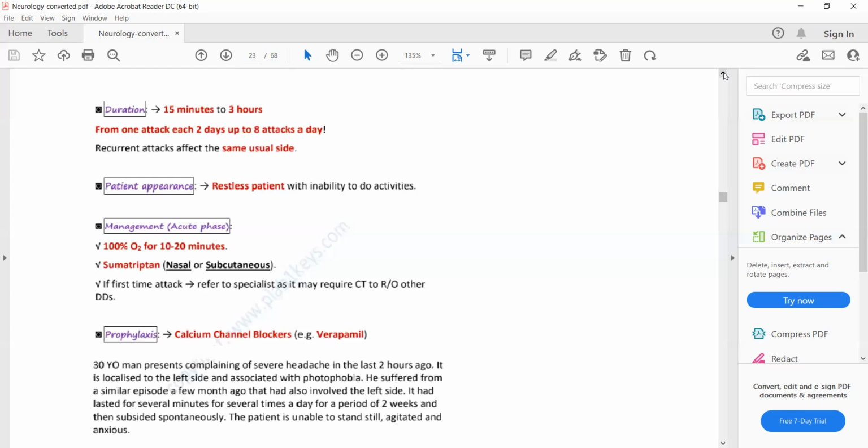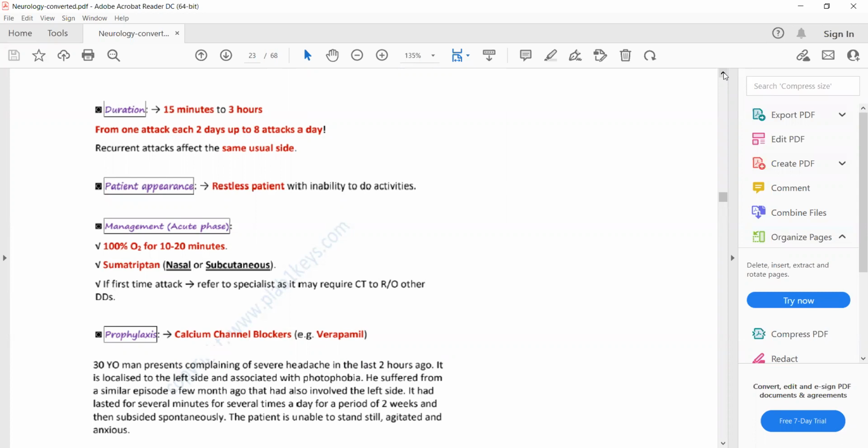He suffered from a similar episode a few months ago that had also involved the left side. It had lasted for several minutes, several times a day, for a period of 2 weeks and then subsided spontaneously. The patient is unable to stand still, agitated, and anxious. What is the most likely diagnosis in this scenario? Cluster headache.